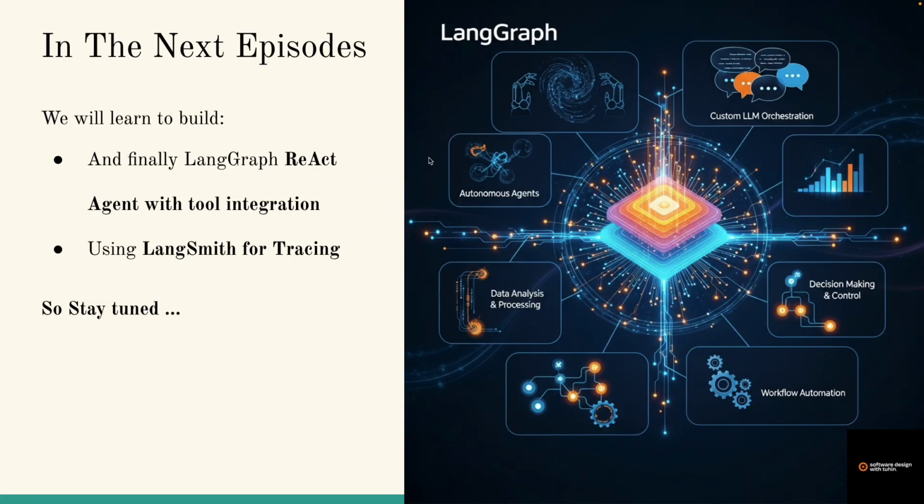In the next episode, we will learn how to finally build a LangGraph ReAct agent, which is going to be very interesting. And next, we'll use LangSmith for tracing, which is very important for building a production grade agent.